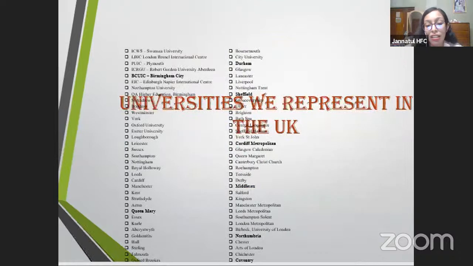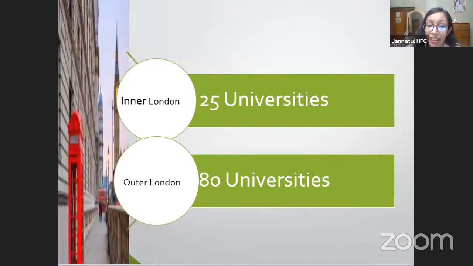So here you can see some of the universities in UK, and here basically we are working with more than 130 universities in UK. Here you can see some of the renowned universities, like Kingston University, Birmingham City University, Coventry University, London South Bank University, and so on. Whichever university you prefer, we will place you there. Inside London, we are working with more than 25 universities, and outside London, more than 80 universities. Outside London means Birmingham, Scotland, or whatever you say.